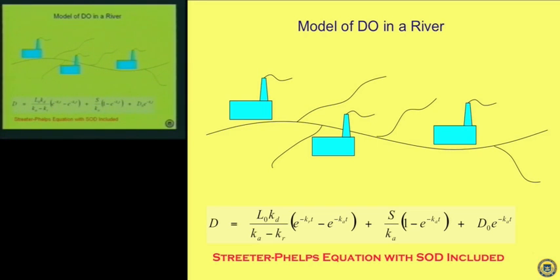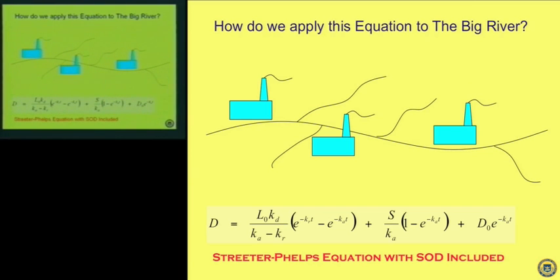Okay, so we've got our Streeter-Phelps equation with sediment oxygen demand, just as we've written down. The question is, how do we apply it to the big river, illustrated here? How do we apply this equation to the big river? We're going to use a concept well known to those of you who've been exposed to the idea of finite element analysis, except this is nowhere near as complicated.